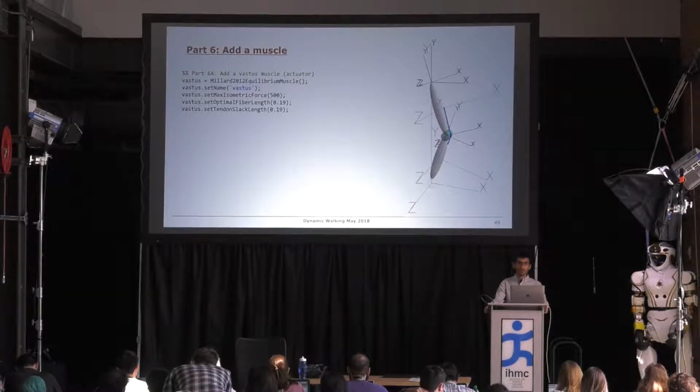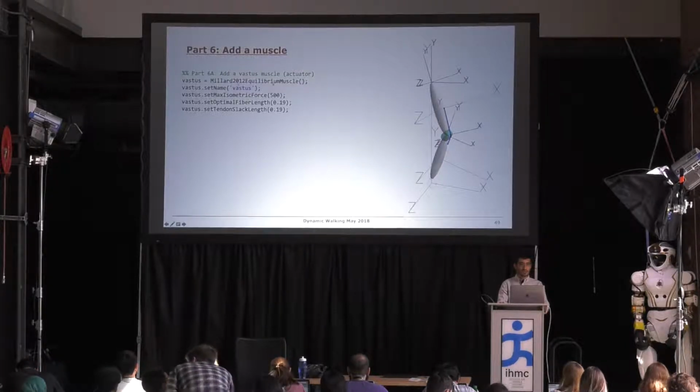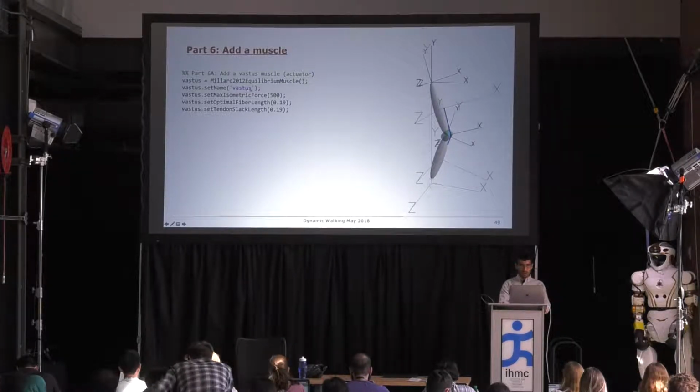You can construct the muscle using the constructor for that OpenSim component, and you can assign that to a variable that I've called vastus. Then you can set the name for that component, that muscle. And then we set 3 of the properties of the muscle.